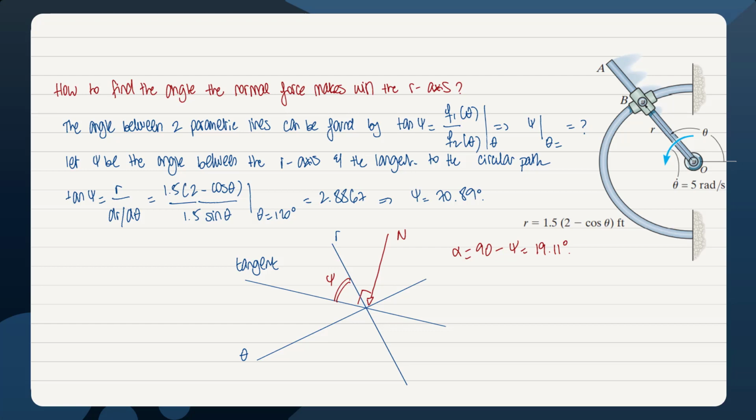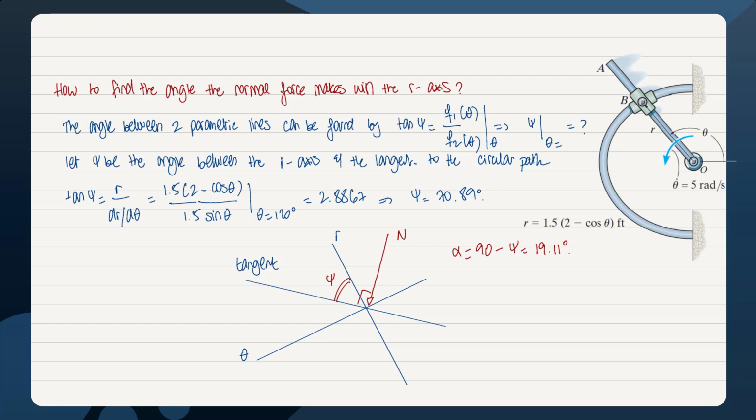But that's not all. Remember, the angle alpha is between N and the r-axis. So we still need to apply some trigonometry in order to find the angle alpha. Now looking at the schematic I have drawn, notice that N is perpendicular to the tangent axis. And so to find the angle alpha between N and r, you simply need to perform 90 minus xi, which gives us again 19.11 degrees.